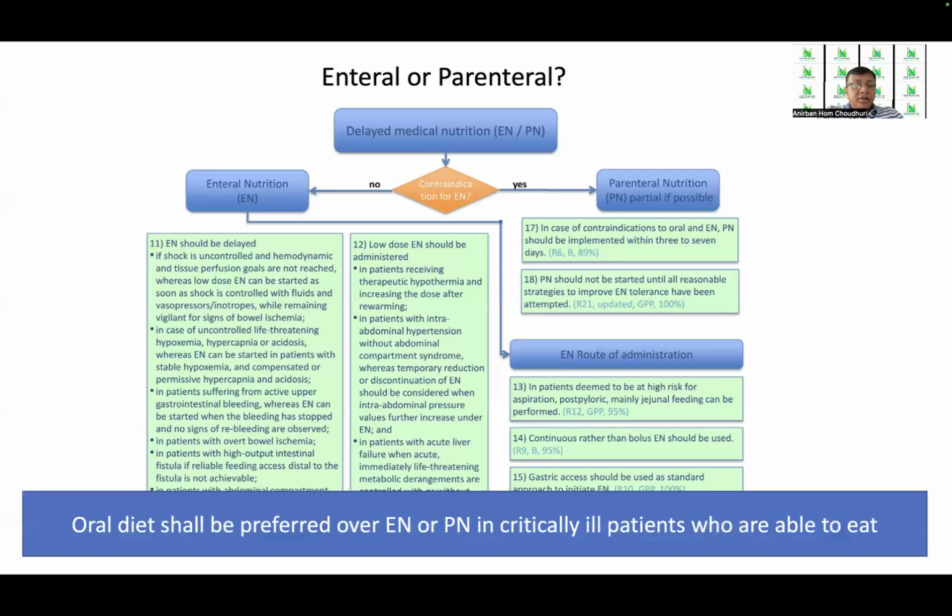So oral diet shall be preferred over enteral nutrition. Enteral nutrition is preferred over parenteral nutrition, but in any case, if enteral nutrition is contraindicated, parenteral nutrition should start within 3 to 7 days.